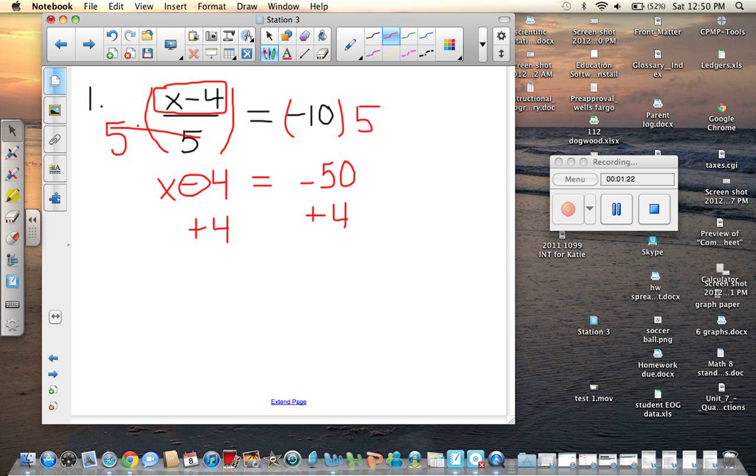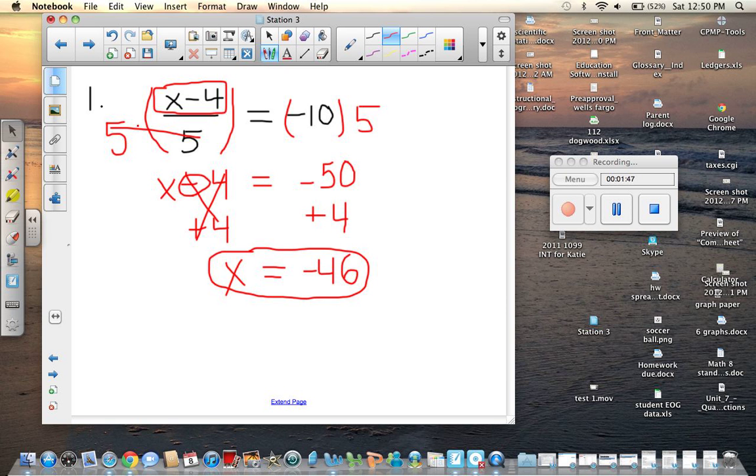So when you have a negative number and a positive number, you find the difference. And the difference between 50 and 4 is 46. Since you have more negatives, this is going to be a negative 46. On the left side, negative 4 plus 4 is equal to 0, so we are left with x. So x equals negative 46.